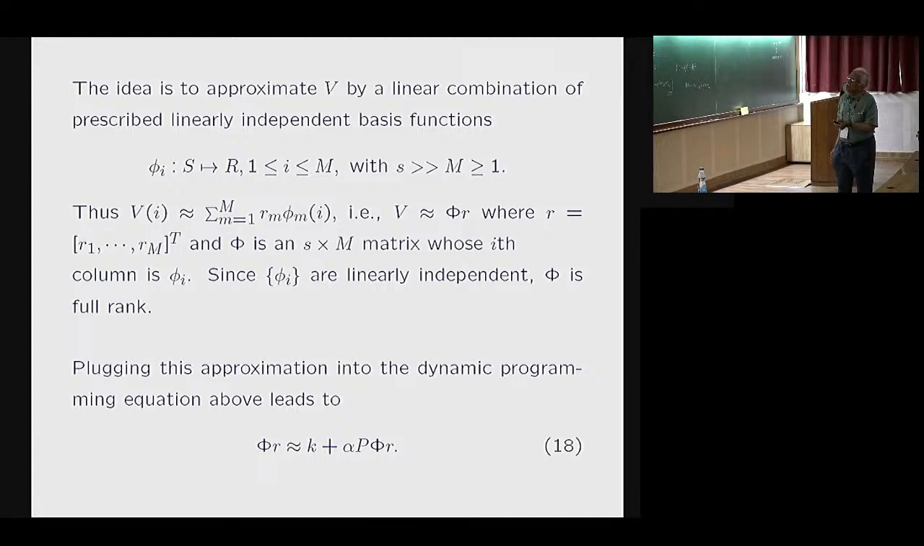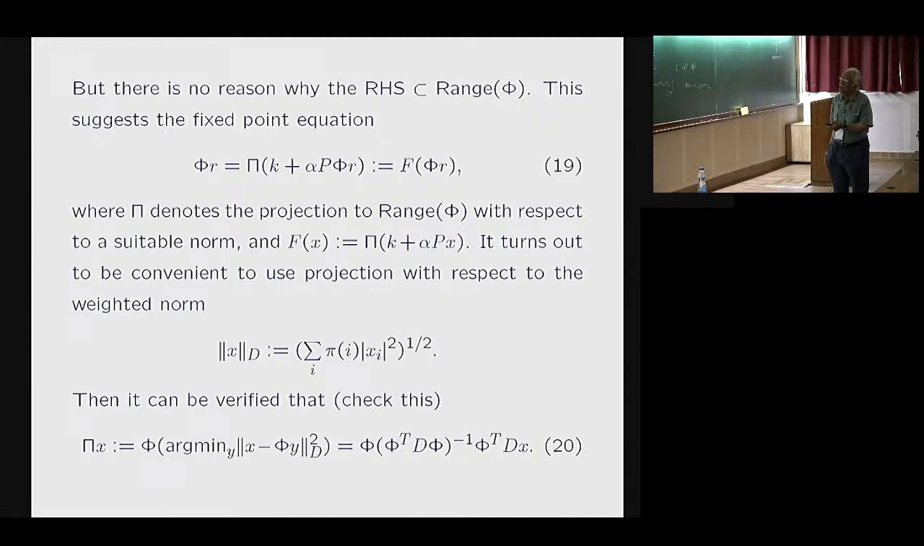And what I do is I approximate V by some linear combination of some basis vectors phi m. The phi m functions are fixed. This is one standard approximation. You fix phi m and learn only r_n. Then you are approximating V by phi r, so you hope that this approximate equality holds, which it may not.